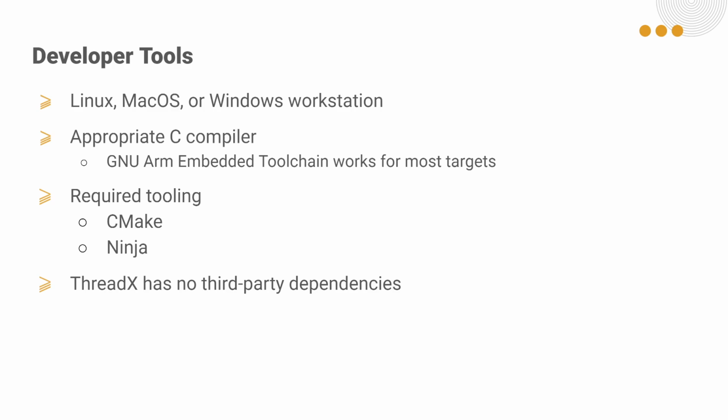And in terms of developer tools, you won't need to install a complicated SDK or anything really onerous. In fact, you can use Linux, macOS, or Windows. All you need is an appropriate C compiler, and typically the GNU ARM embedded toolchain works for most targets. And then you need CMake, Ninja, and that's it. Since ThreadX has no third-party dependencies, you will just clone my repo for the challenge and be ready to go with a ready-made application that currently does nothing. So it's up to you to make it do something, all right?